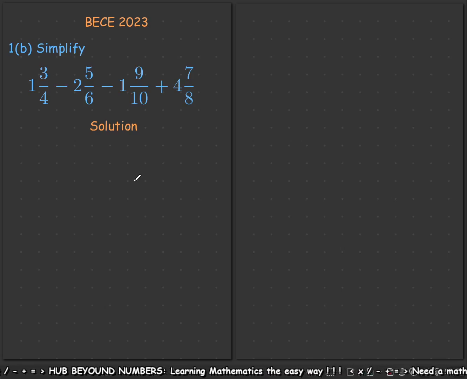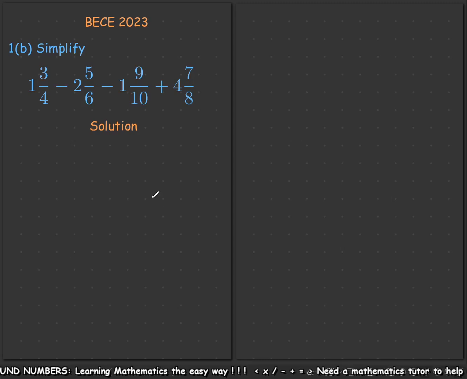Now, this is BECE question 1b of 2023. It's a question that involves fractions, and as you can see, it says you have to simplify 1 whole number 3 over 4 minus 2 whole number 5 over 6 minus 1 whole number 9 over 10, then plus 4 whole number 7 over 8.